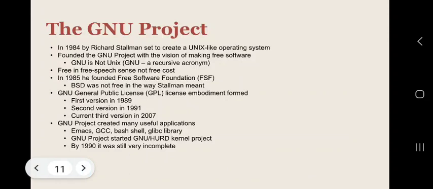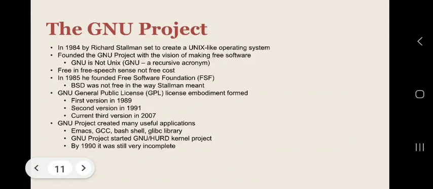So GNU is a recursive acronym. GNU stands for GNU is not Unix. And so he wanted to make an operating system and an ecosystem around that with free software, where free is from the free speech point of view, and not the free cost point of view, in terms of the word free.